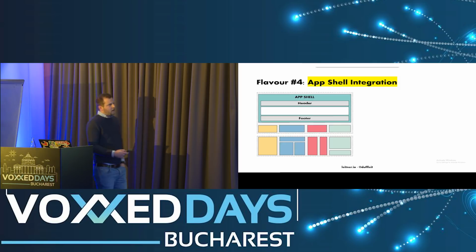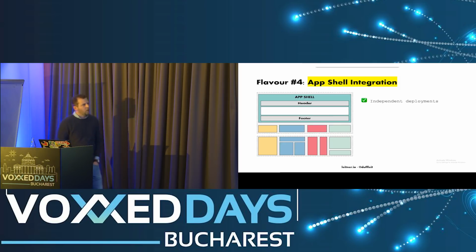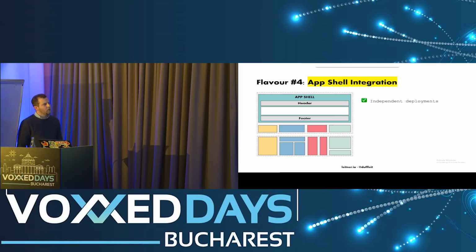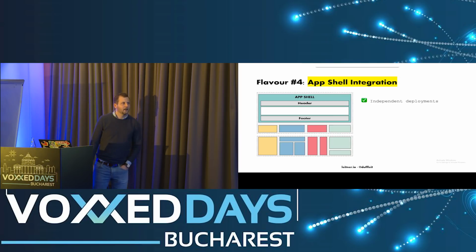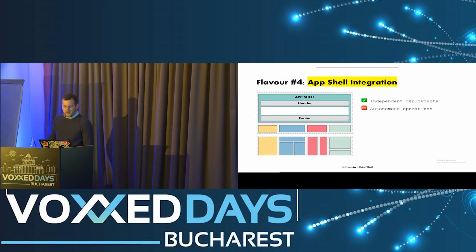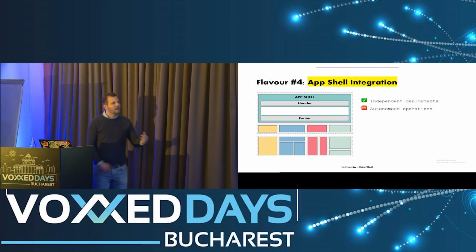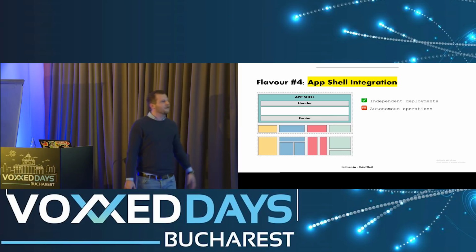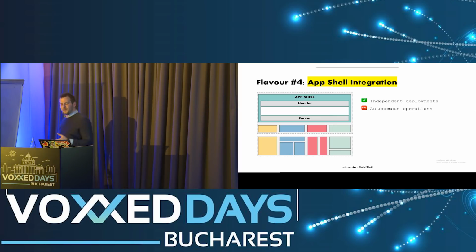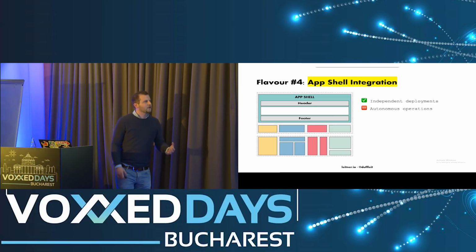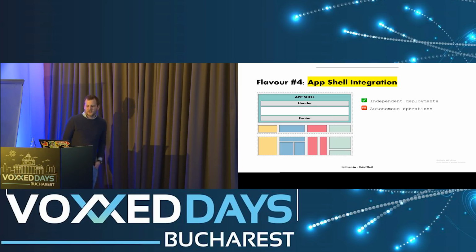And if we take a look at this now, we have independent deployments. We can say, okay, we can deploy this stuff independently of each other. Autonomous operations, again, I know I did this green and red, but in software development, it's never black and white. Usually you have autonomous operation on a micro frontend level, but of course, if your app shell breaks, you also lose your autonomous operations here because your whole application breaks, right?